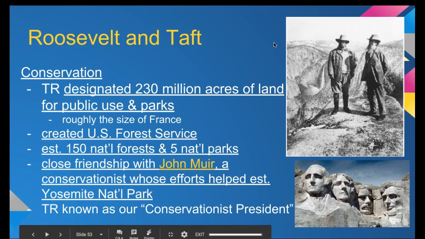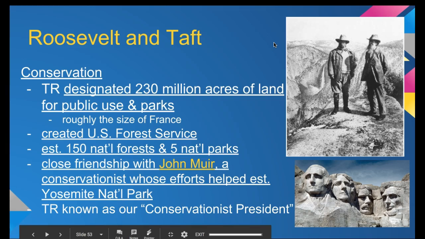During his presidency, the U.S. Forest Service is also established. 150 national forests are designated, as well as 5 national parks. For this reason, Teddy Roosevelt is known as our conservationist president, because he was really the first guy to take on this issue.